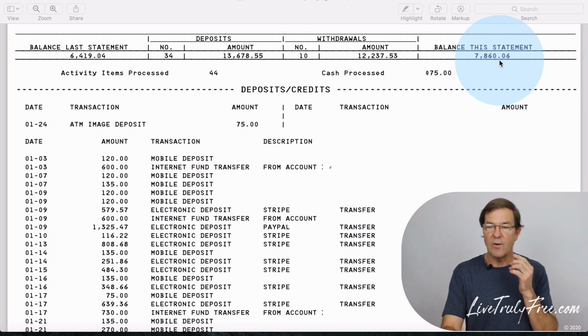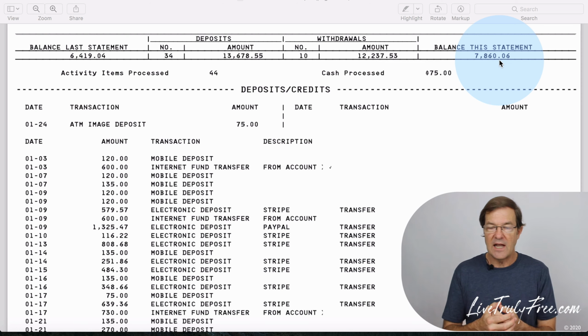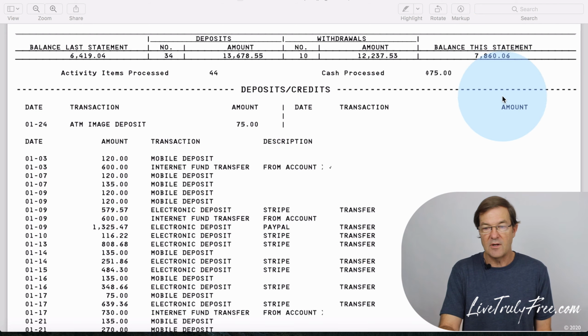Then we come over here to the right. This is the balance of this statement, which means it's the balance of the ending date of this statement. So this is a calendar statement, so we have the 1st and the 31st right there. So here's what I would do. Write on the statement the difference. You subtract the beginning balance from the ending balance, and that's $1,400. So I just write it right in this spot right here.